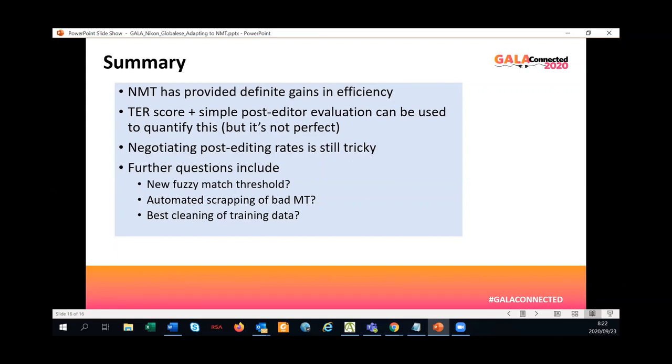So that is my presentation overall. I hope that gave you some insight into how to use NMT overall in a technical translation situation. So I will pass it back.